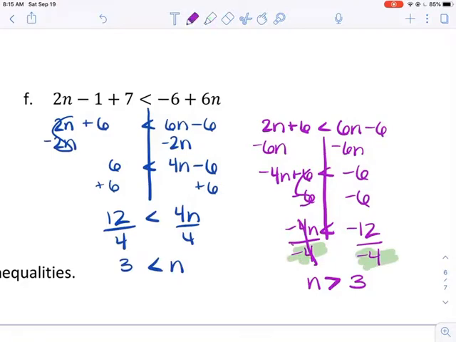Let's check and see if we got the same answer. When I read this one, it reads n is greater than 3. When I read the other one, it also reads n is greater than 3. So I got the same answer, but when I had no negative, then the problem was a little bit easier.